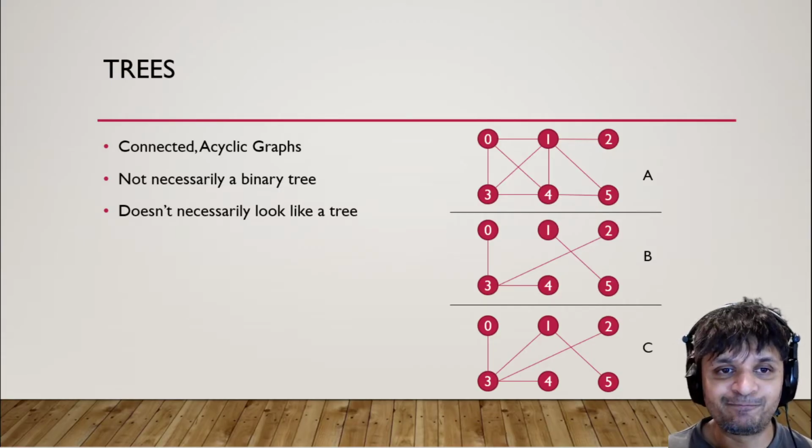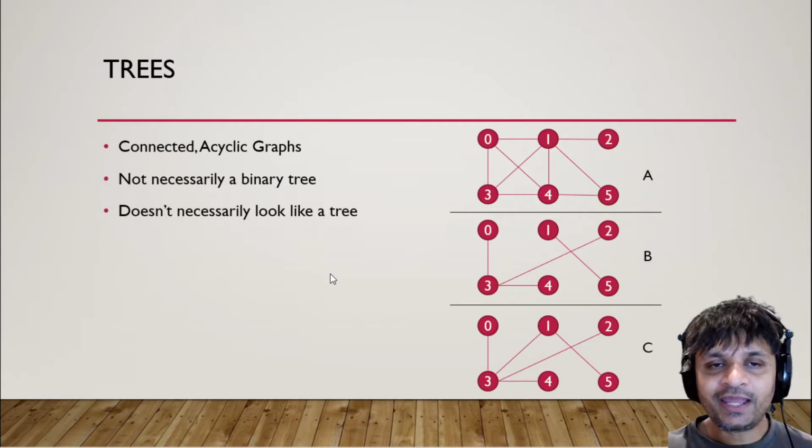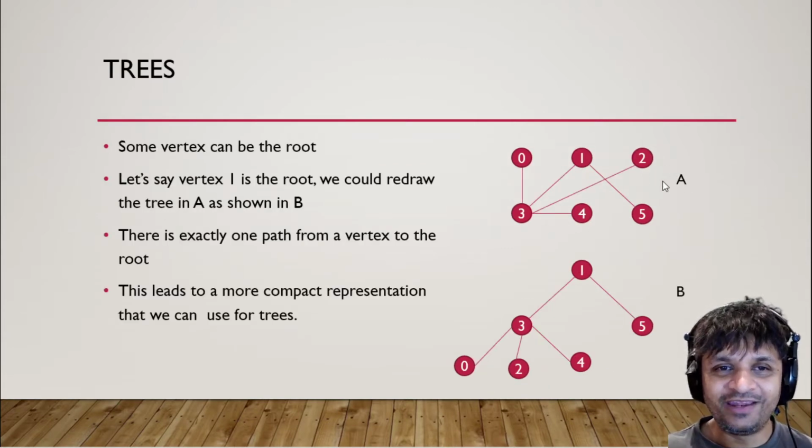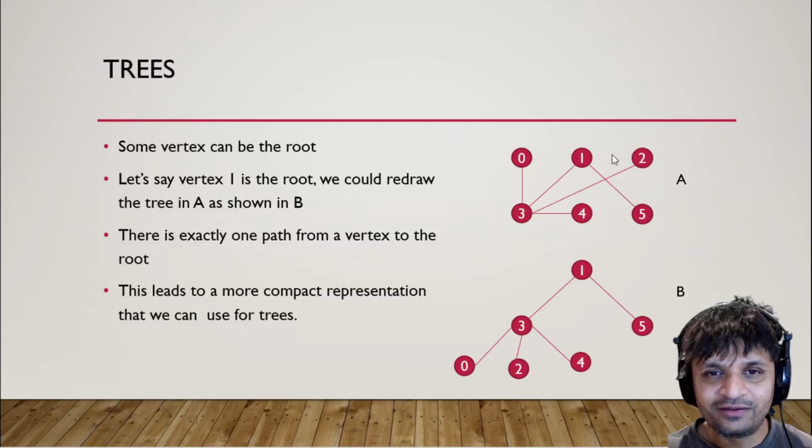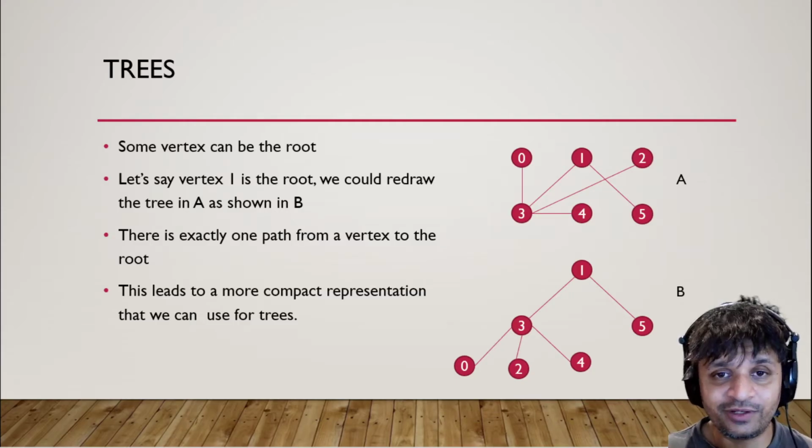It doesn't matter. Okay, so looking at that graph C, I'm renaming it A over here. It doesn't look like a tree. But what if I wanted to redraw it so that it did look like a tree? Well, I could pick any vertex to be the root, just to redraw it. Let's say I picked vertex 1. And then I can just redraw it like this.